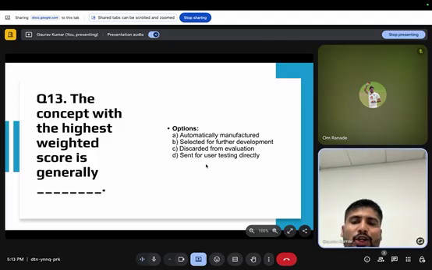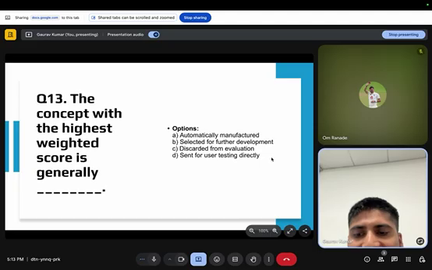So option A, automatically manufactured, is incorrect because manufacturing follows exhaustive verification. Scoring alone cannot authorize production. Option C, discarded, is wrong because it contradicts the logic, while option D, sent for user testing, directly skips engineering feasibility analysis.